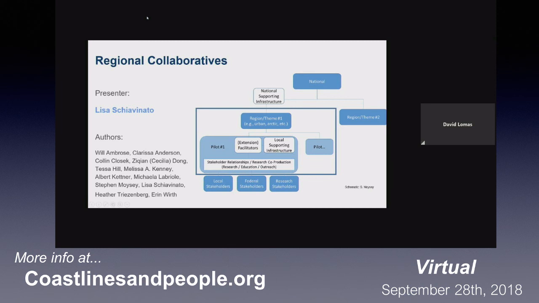Hello, everyone. My name is Lisa Chevanato, and I am with the California Sea Grant Program. I'm proud to present on behalf of Group 32 our recommendation for regional collaboratives to harness the resources of academic institutions, NGOs, and government agencies to help our coastal and Great Lakes communities build and maintain resilience.